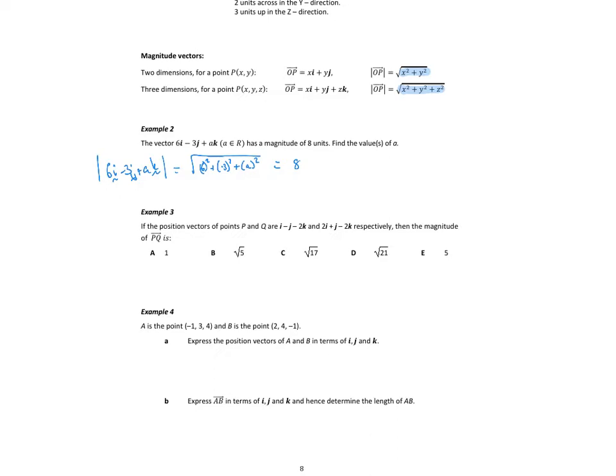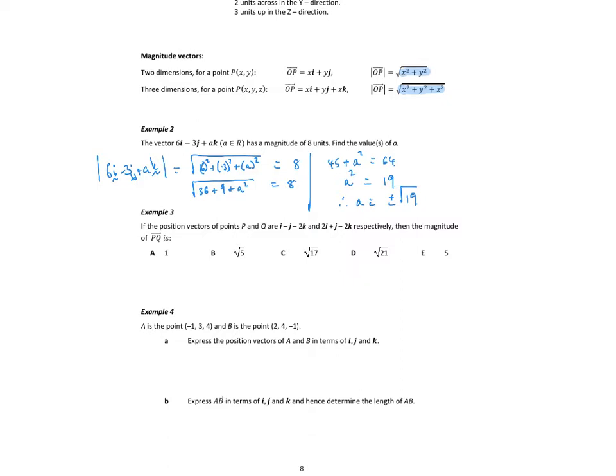So if I square both sides now, actually I'll do that in a minute. So I've got 36 plus 9 plus a squared is equal to 8. Square both sides, I get 45 plus a squared is equal to 64. Subtract 45, a squared is equal to 19, I hope. Therefore, a is equal to plus or minus the square root of 19. A is an element of R, so it can be positive or negative. So first things first, the magnitude, square root of each of the components squared, and then a little bit of algebra.